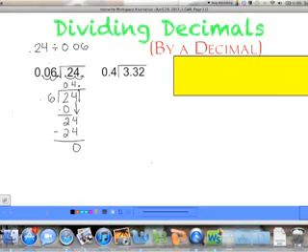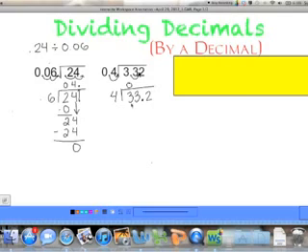This time when we move our decimal places over, we only have to move once. So we're still going to have this decimal here in our problem. So our new problem becomes 33.2 divided by 4. How many times does 4 fit into 3? Can't. So it's 0 times. 3 minus 0 is 3. We'll bring down our next number.